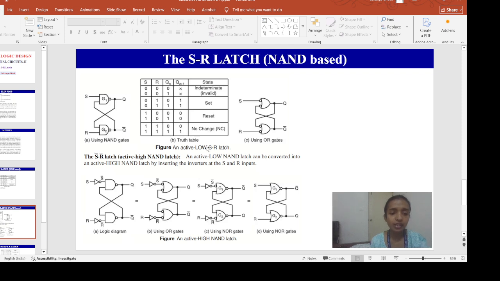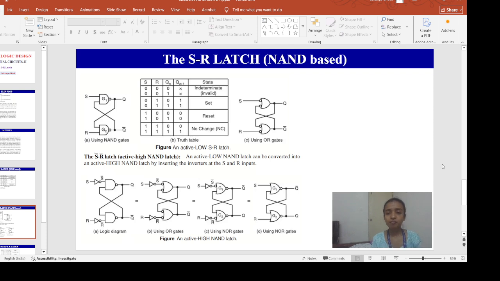Now, the S bar R bar latch, the active low NAND latch, can also be made active high. This entire thing is the active low NAND latch. It can be converted into the active high NAND latch by inserting inverters over here, at the S and R inputs. So we can convert the active low NAND latch to the active high NAND latch.